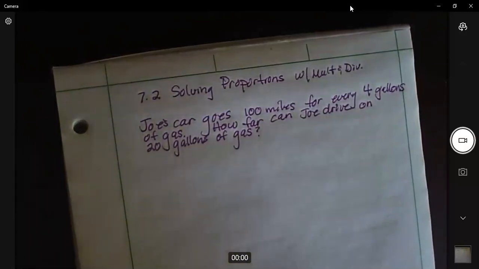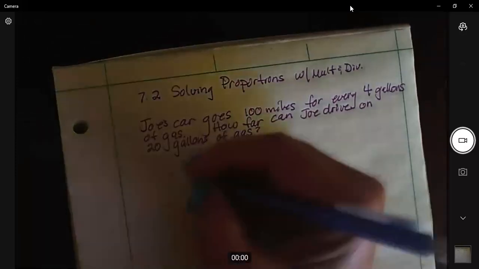All right, Joe's car goes 100 miles for every 4 gallons of gas. That's pretty real world, right? Those of you driving. How far can Joe drive on 20 gallons of gas? The first thing we want to do with this is create a double number line. So let's start with a double number line. I don't know if you remember how to do those or not.